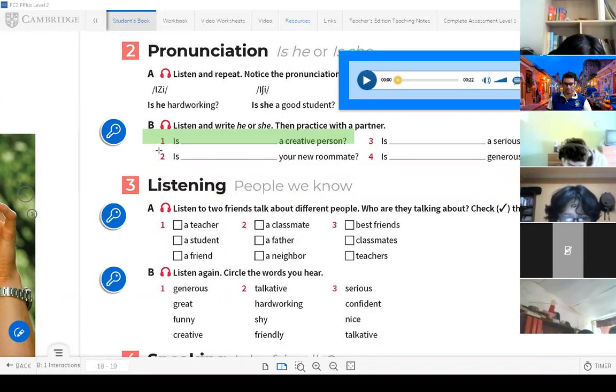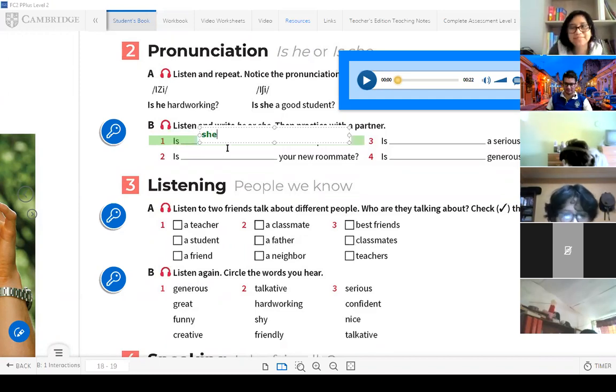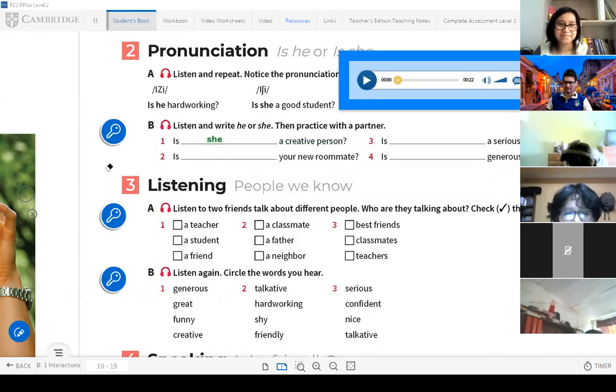Cheap. Okay, tell me, complete. Is she a creative person? Right, very good. Ya ves, y luego dicen que Leticia es tímida. No es tímida, Leticia, my God. Yeah, okay. Now, let's see number 2.